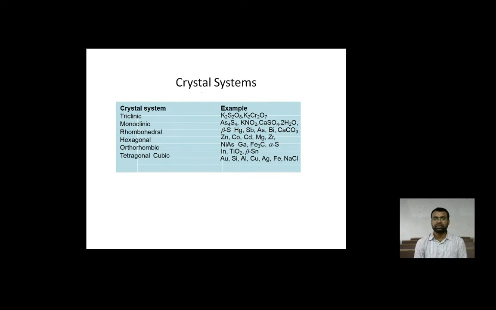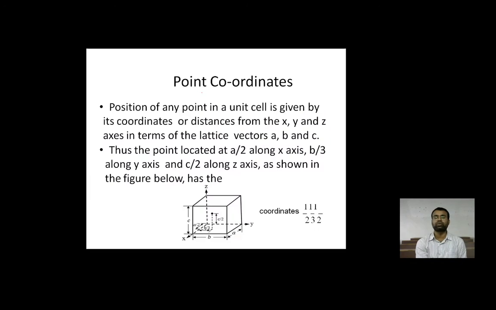So these are the systems with examples of particular materials showing the arrangements. The triclinic system is shown by K2S2O8 and K2Cr2O7, the monoclinic by As4S4, KNO2 and CaSO4·2H2O, and the rhombohedral by beta-SiO2 and CaCO3. So these are all the particular examples related to the crystal systems.